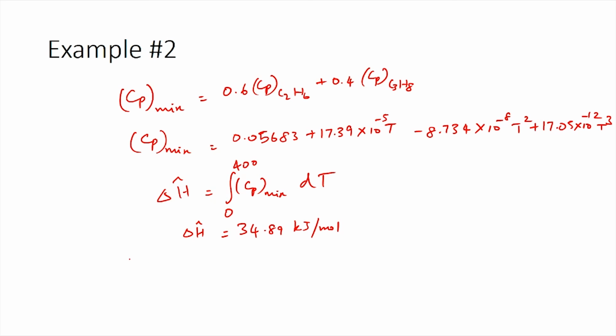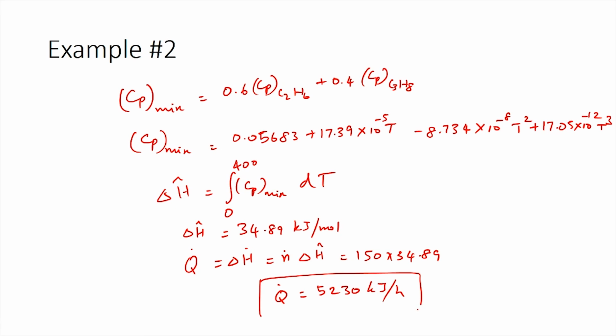So, from the equation for an open system, we would have Q dot equals delta H dot, which is equal to N dot times delta H cap. N dot here is 150, so this would be 150 times 34.89, giving Q dot equal to 5230 kilojoules per hour. So, this would be the heat required for the process.